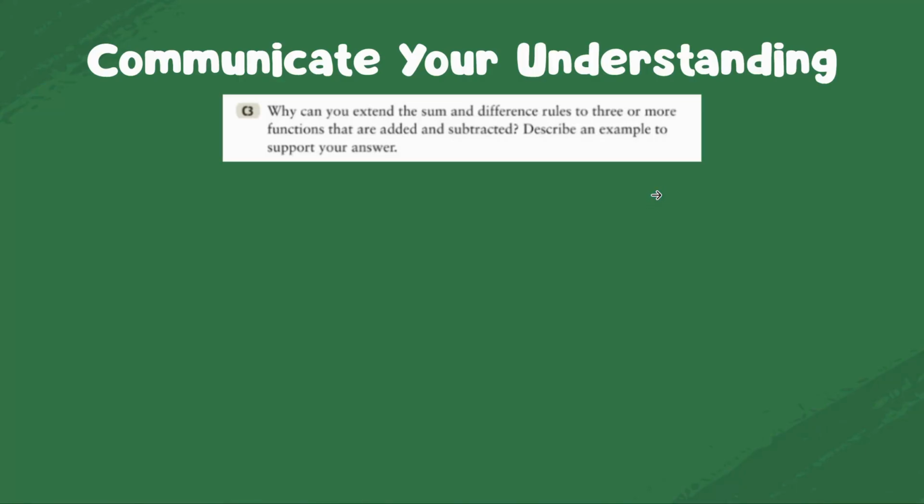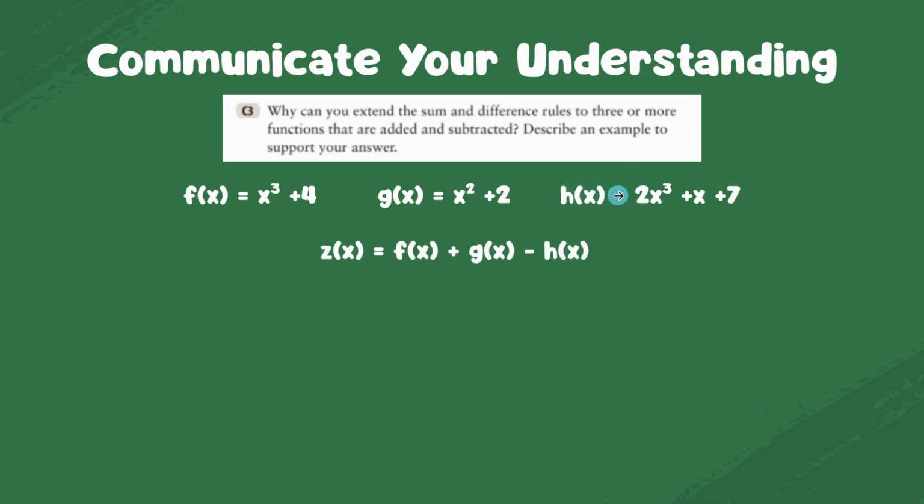Why can you extend the sum and difference rules to 3 or more functions that are added and subtracted? Describe an example to support your answer. Let's say f of x is equal to x cubed plus 4, g of x is equal to x squared plus 2, h of x is equal to 2x cubed plus x plus 7, and z of x is equal to f of x plus g of x minus h of x. Then z of x would be, let's just plug in all those functions, this big one right here.